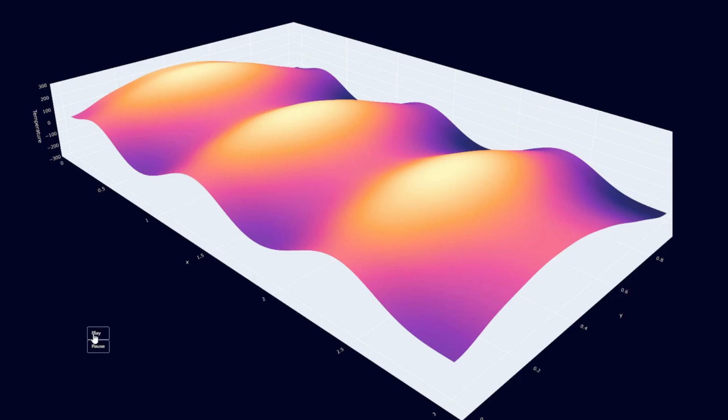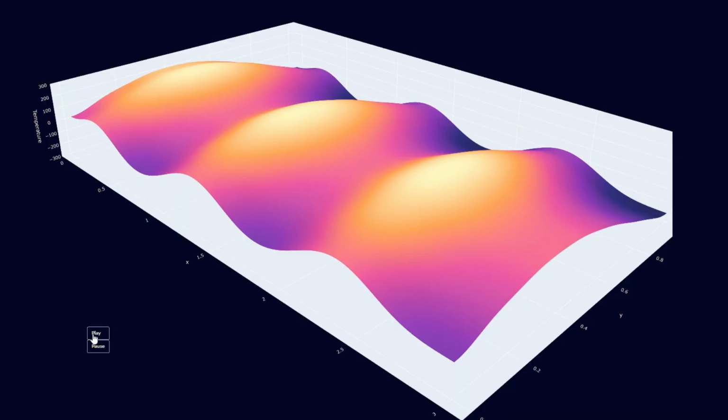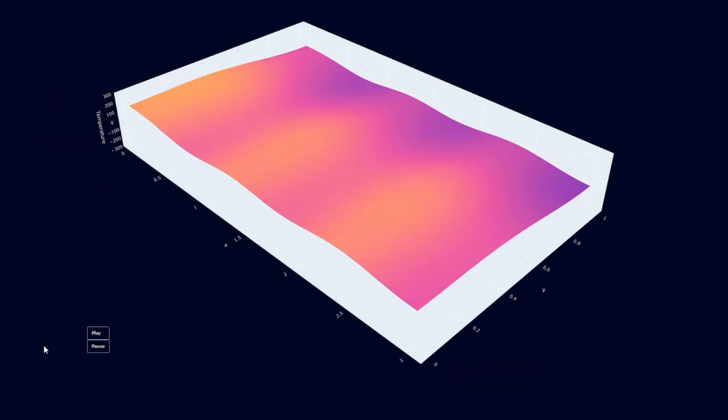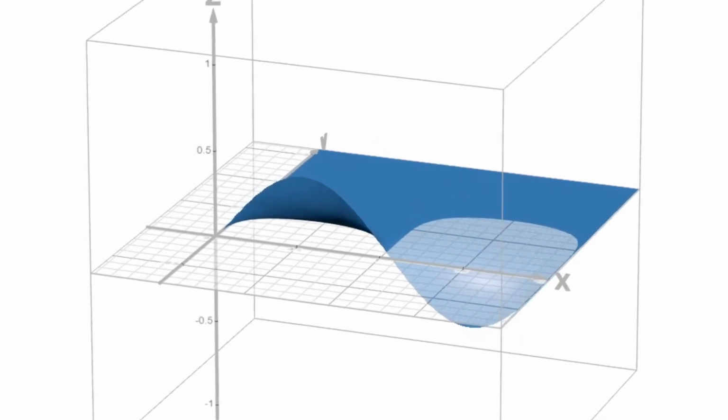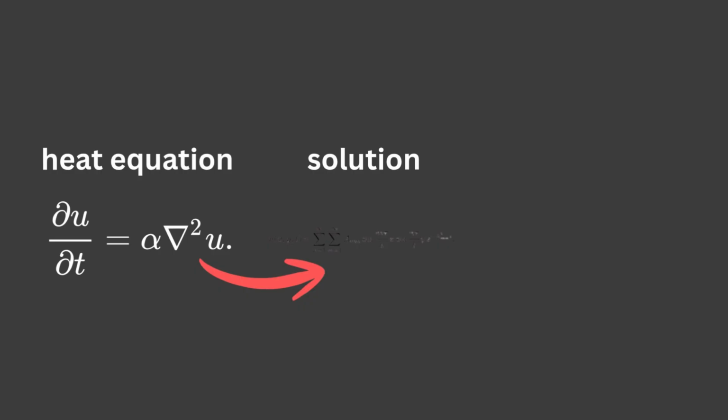This is a heat diffusion simulation I built in Python. Every peak and valley represent the temperature at a point in space, evolving over time according to the heat equation. Here is another view of it. And this is the same idea, just in one dimension. In this video, I walk you through the heat equation, explain its solution, and share the code I used to build it.